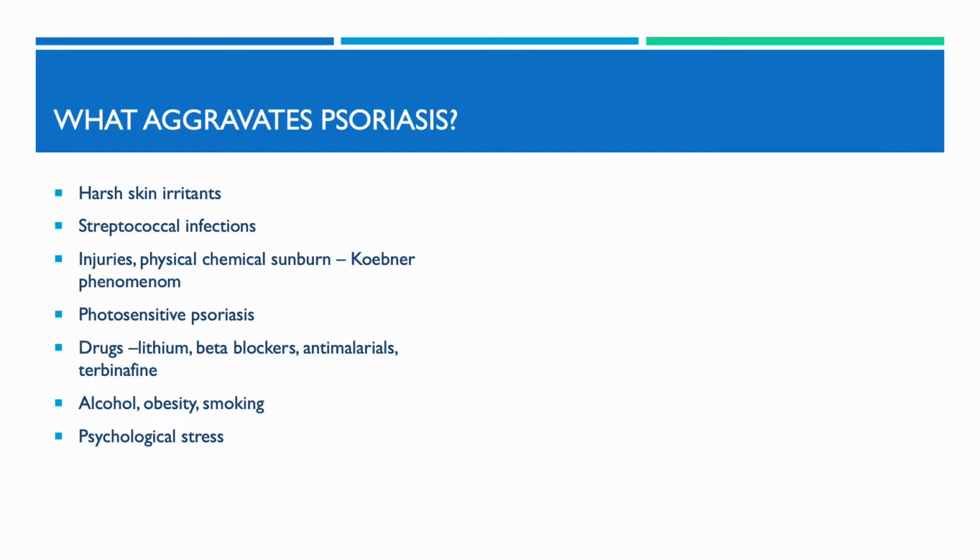The majority of patients with psoriasis will improve with ultraviolet light, but about 5% of people notice that the psoriasis gets worse. And very often they've got psoriasis both on the face and the back of the hands, which are obviously high sun exposure areas. So most people improve. About 5% of people have got photosensitive psoriasis. Drugs are well known to exacerbate psoriasis. The drugs that are most commonly implicated are lithium, beta blockers, antimalarials, and the antifungal agent terbinafine.